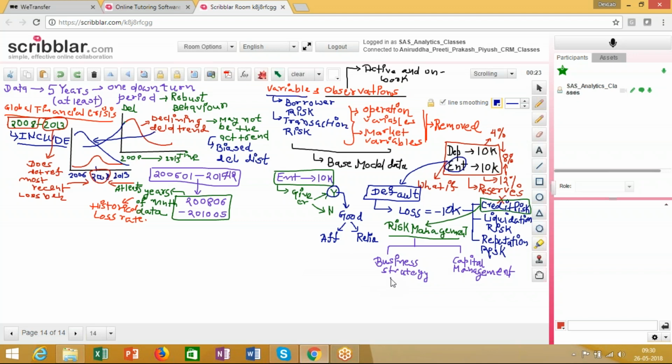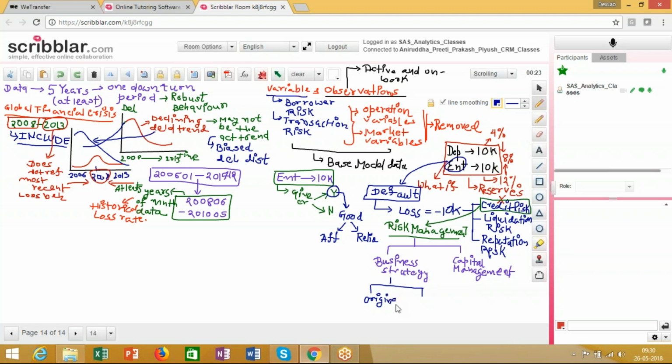So the risk management strategy. There are two broad strategies which a bank would follow. One is an origination strategy. Now the bank selects its borrower and gives Mr. Ambani the loan, and that is what its origination strategy is.